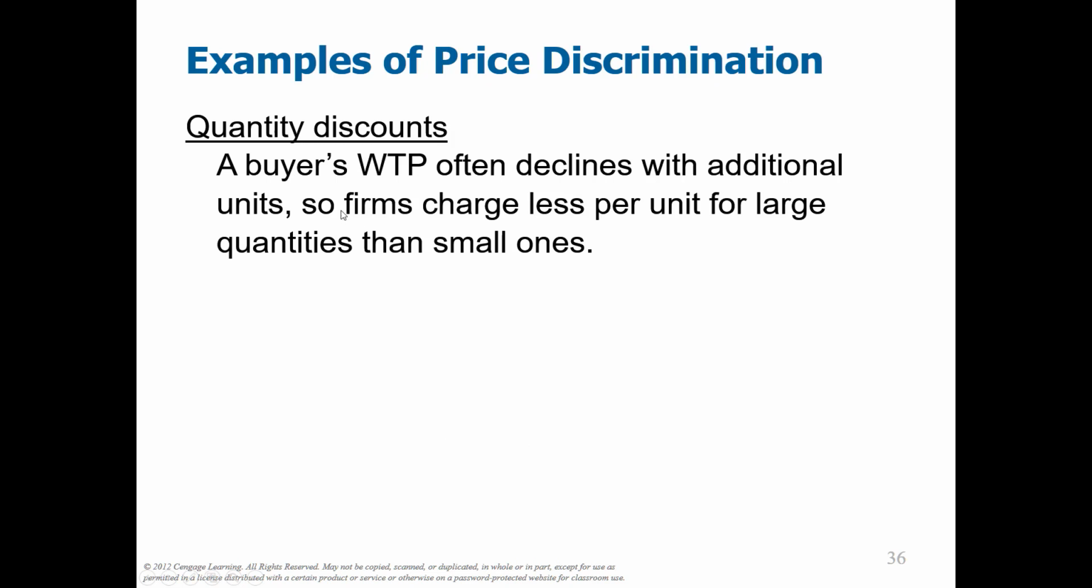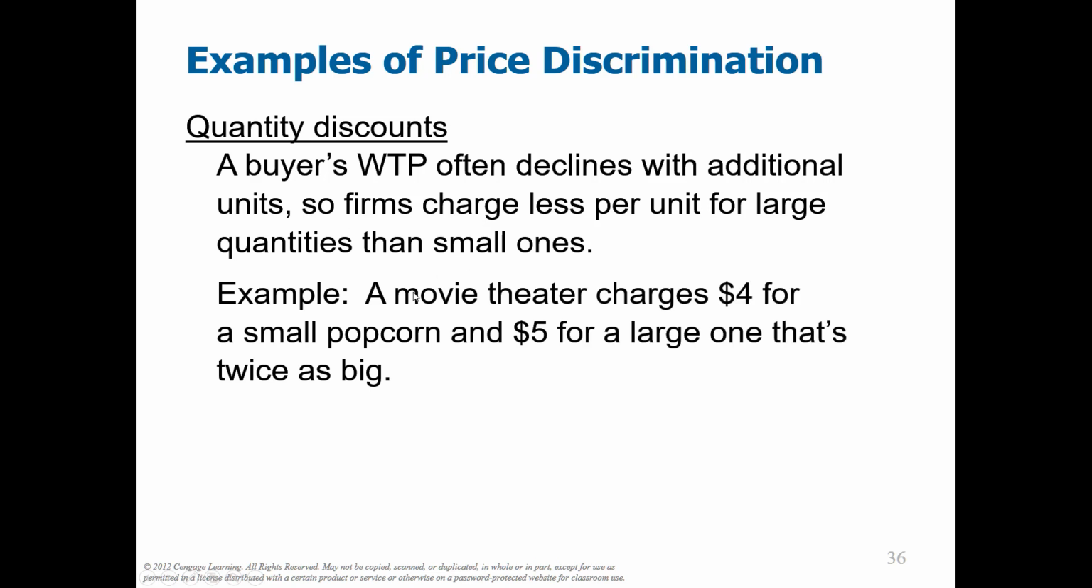Finally, quantity discounts. A buyer's willingness to pay often declines with additional units, so firms charge less per unit for large quantities than small ones. Example: a movie theater charges $4 for a small popcorn and $5 for a large popcorn, although it's twice as big. We all have noticed that when you go to the theater. So again, price discrimination exists, although it's not perfect price discrimination.